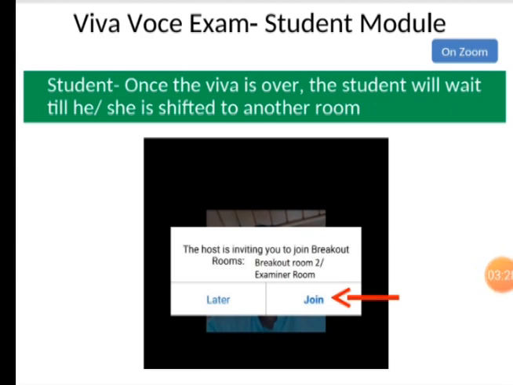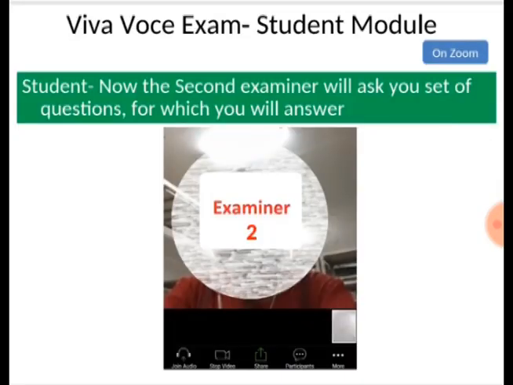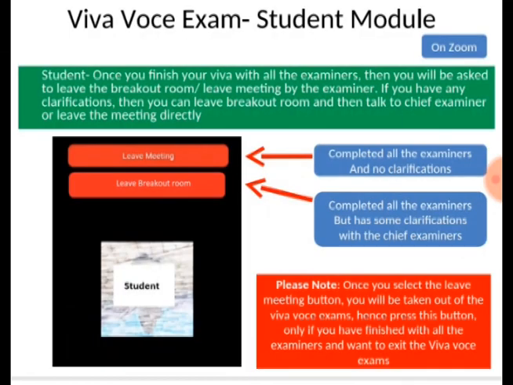The screen shows the host is inviting you to join another room. Then you have to click on the join icon. Now the second examiner will ask you a set of questions for which you will have to answer. Finish your Viva with all the examiners.